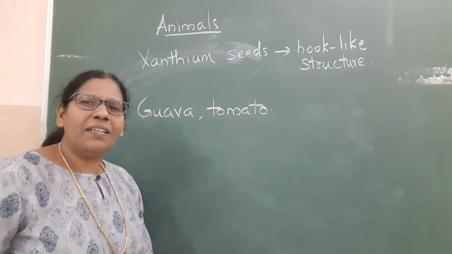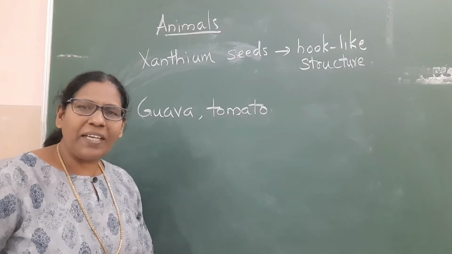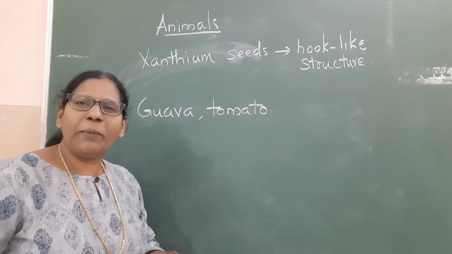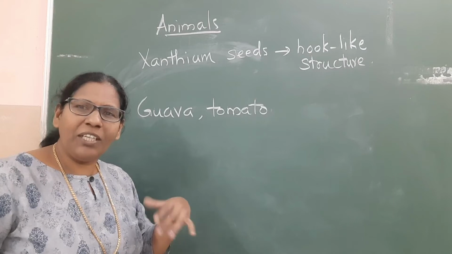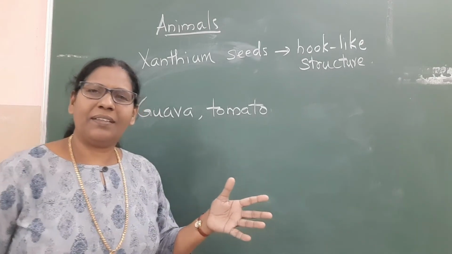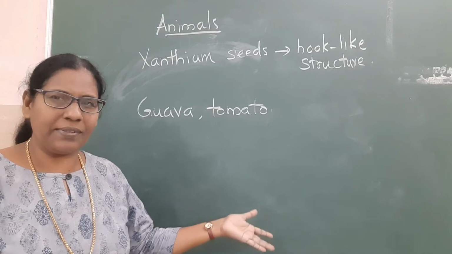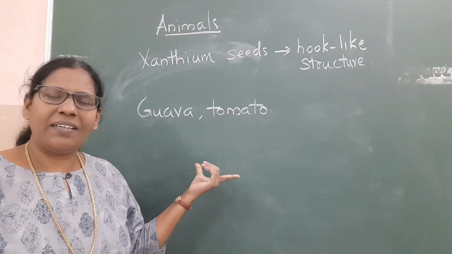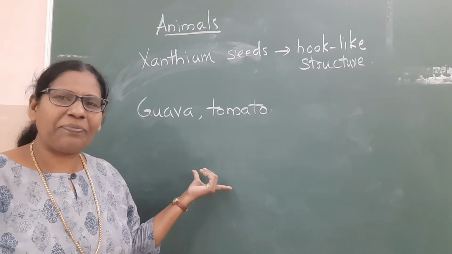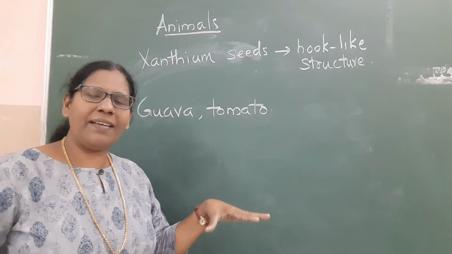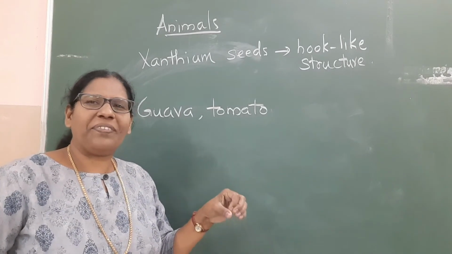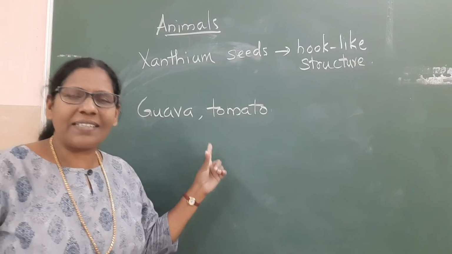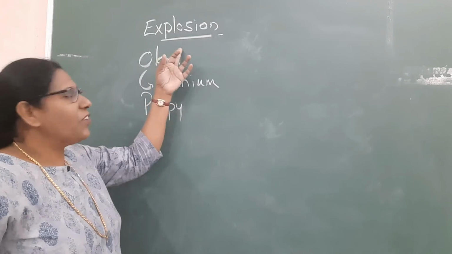Xanthium seeds have a hook-like structure that sticks to the animal's fur or even human beings' clothes, and when we move from one place to another, these seeds disperse. Like guava and tomato, their seeds animals cannot digest. So when they pass their dung, in that place, wherever they pass it, the seeds disperse. Now the last one is explosion.